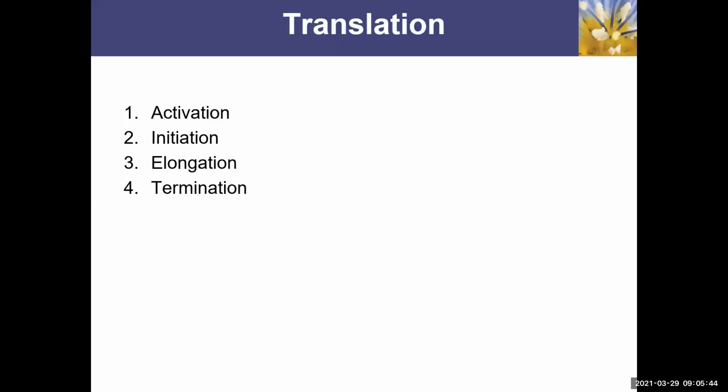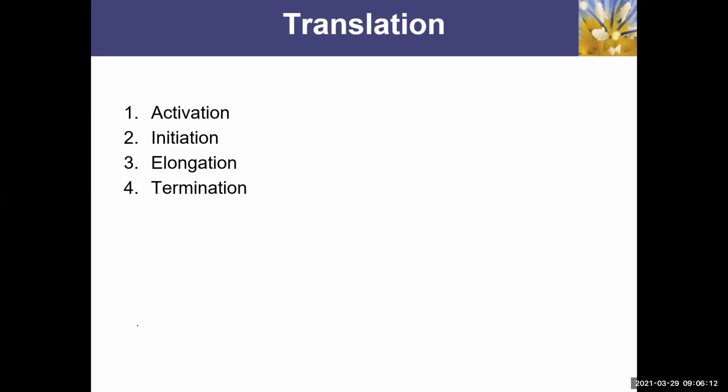Quick recapitulation. In our last class, we were discussing translation. We said that translation is the process where mRNA is converted into proteins, and that it takes place in the cytoplasm. And we said these are the steps of translation: activation, initiation, elongation, and termination.